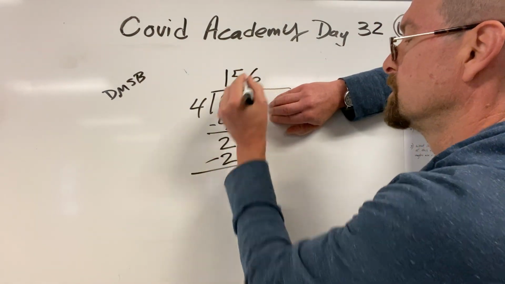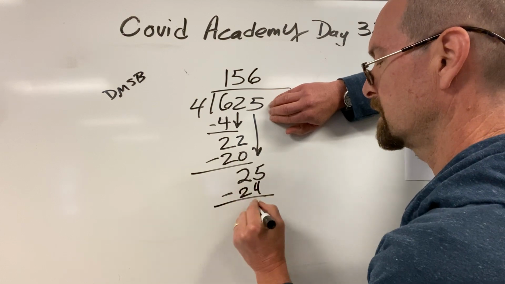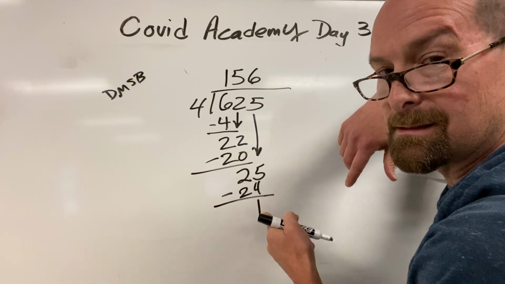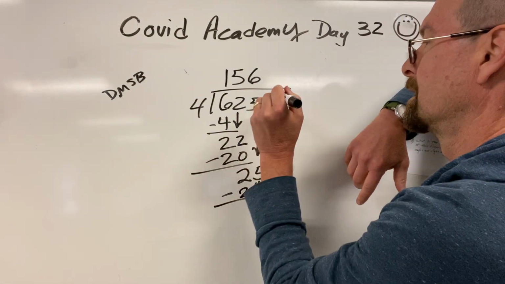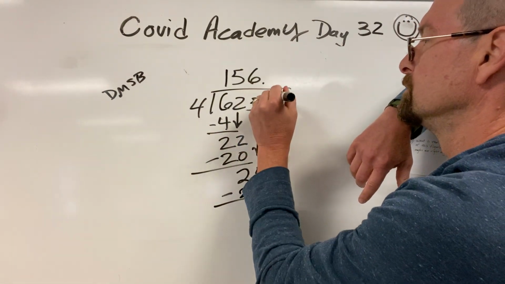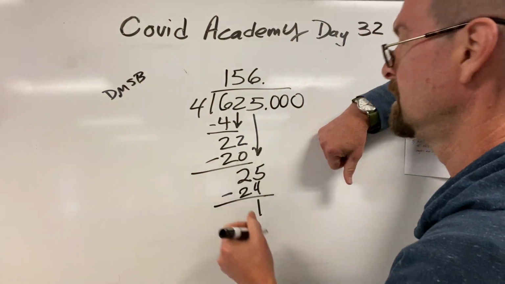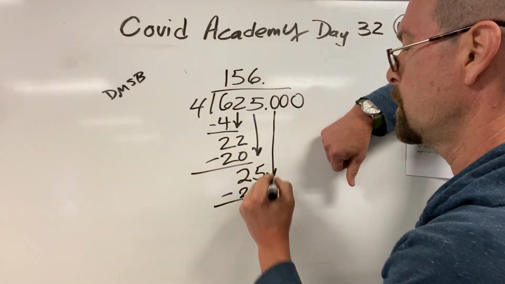6 times 4 is 24. Subtract, you get a 1. Now, I got nothing to bring down, but I'm not done yet because I got stuff here. Decimal, decimal, 0, 0, 0. You won't even need that last 0, I don't think. All right, so I drop a 0 now.